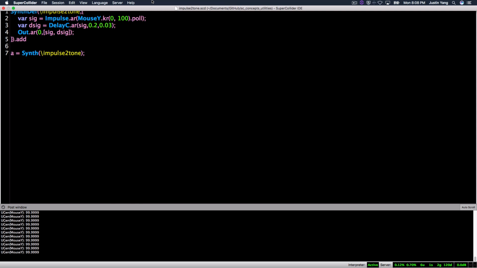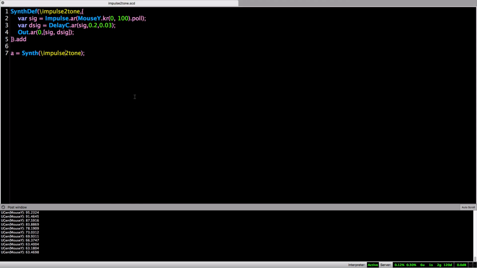So hertz is cycles per second, or how many repetitions of that wavelength, that period, that cycle happen per second. Okay, and that's what's known as hertz.